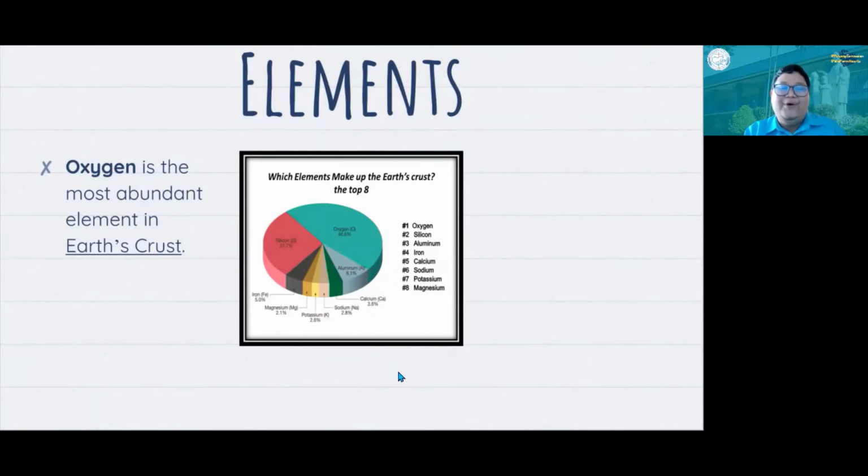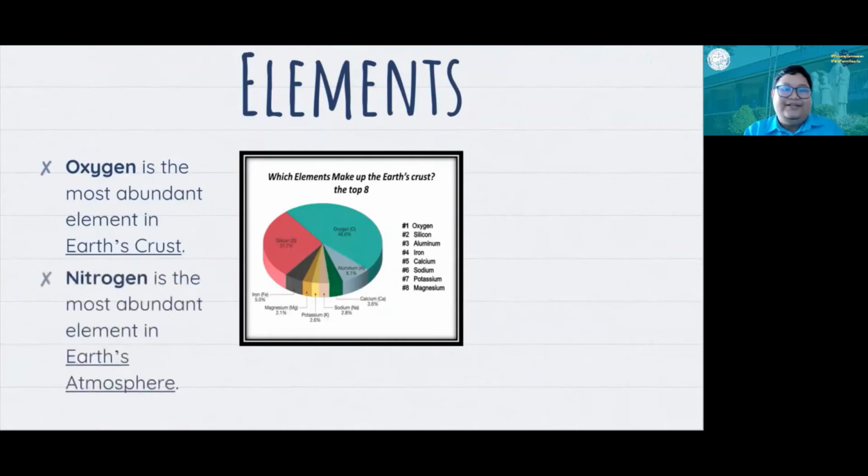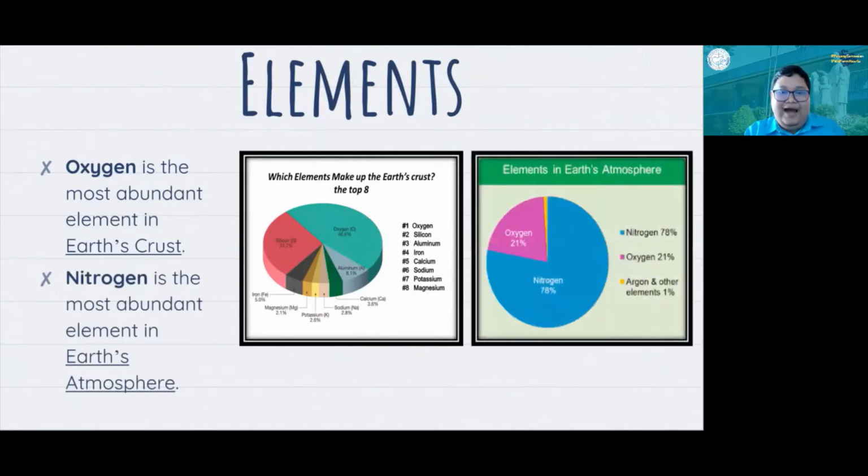How about in our Earth's atmosphere? In the Earth's atmosphere, nitrogen is the element that is the most abundant. About 78% of the Earth's atmosphere is made up of nitrogen, followed by oxygen, which is 21%, while the other elements, including argon, make up the remaining 1%.